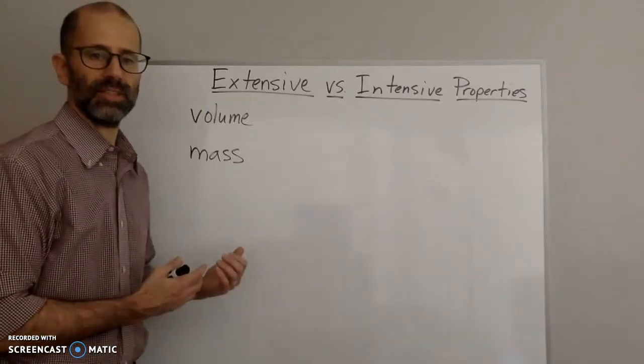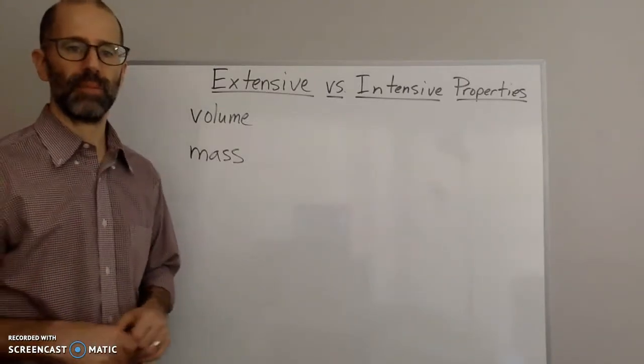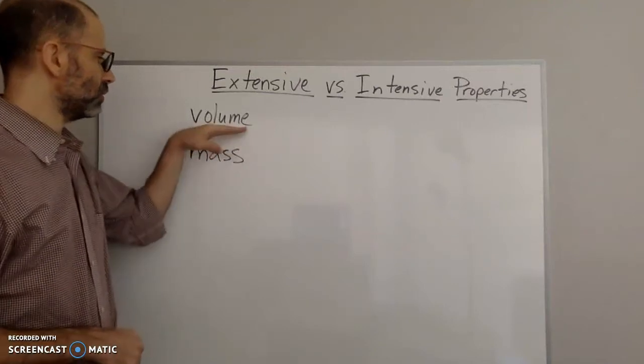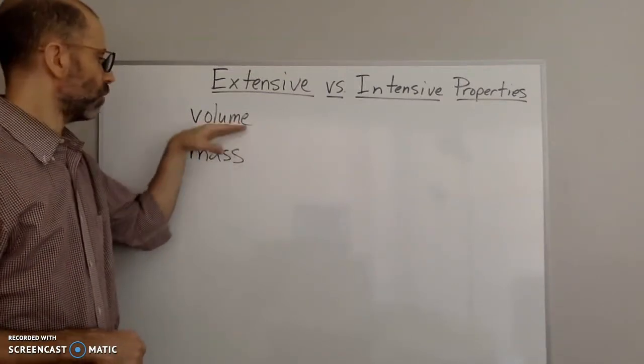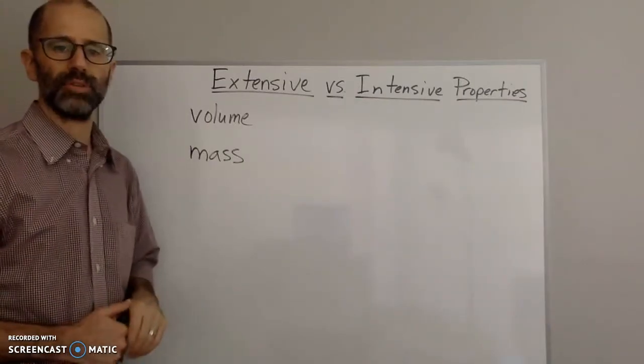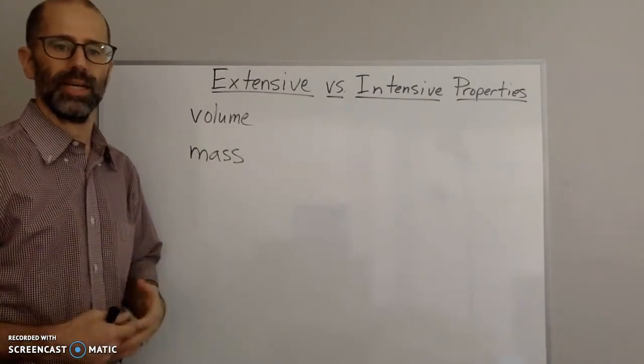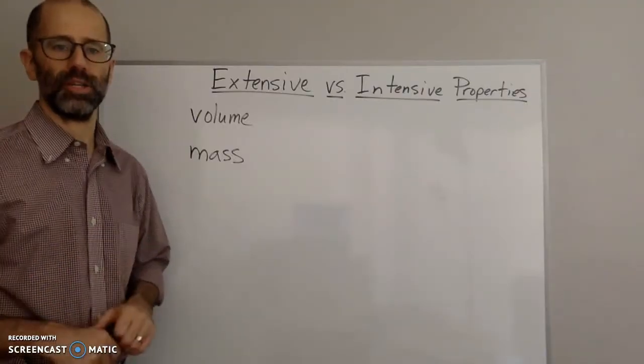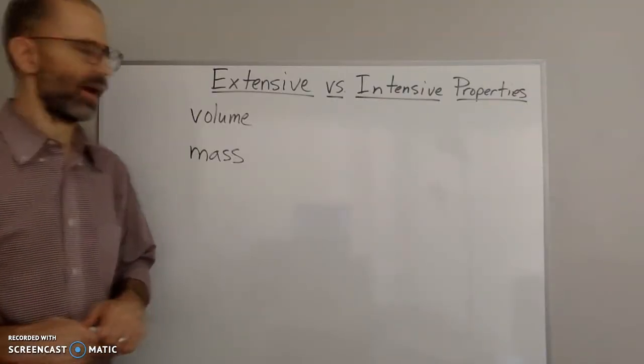The less of the substance I have, the less of that property. So both volume and mass are examples of extensive properties. They depend on how much of the substance you have.